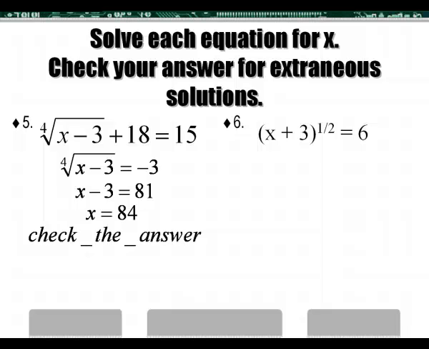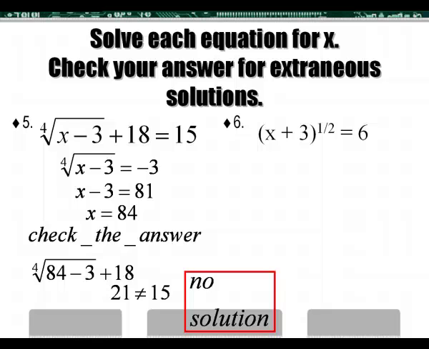Check the answer. When we plug 84 back in as x, 84 minus 3 is 81. The fourth root of that is 3. Plus 18 is 21. And 21 does not equal 15 like we were supposed to get. So this is actually no solution to number 5. It's because the answer we got, 84, did not work when we plugged it back in.